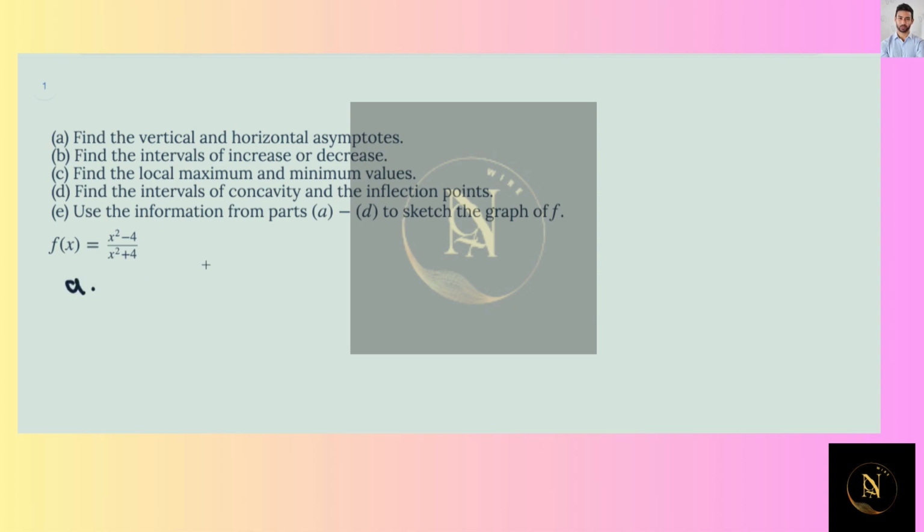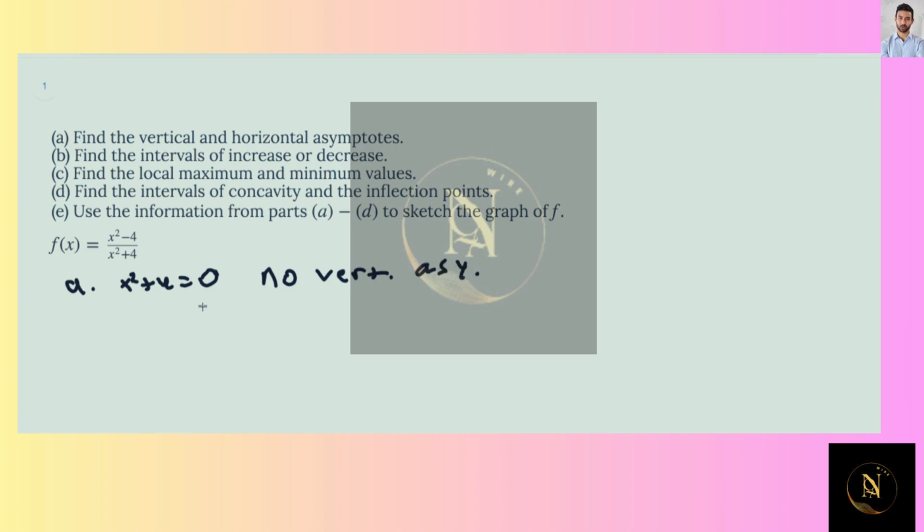First we're being asked to find the vertical and horizontal asymptote of f of x. The vertical asymptote occurs when the bottom is equal to 0. So in this case, x squared plus 4 is equal to 0. However, if you attempt to solve this, you'll quickly realize that you'll get an imaginary answer. So there's actually no way the denominator can equal 0, so there is no vertical asymptote.